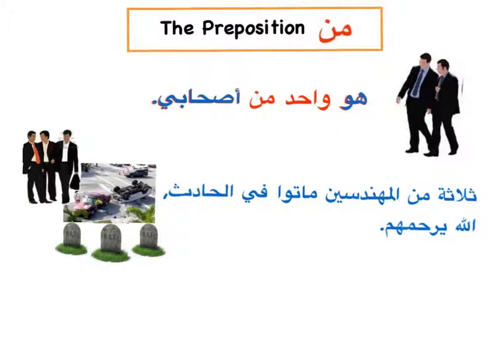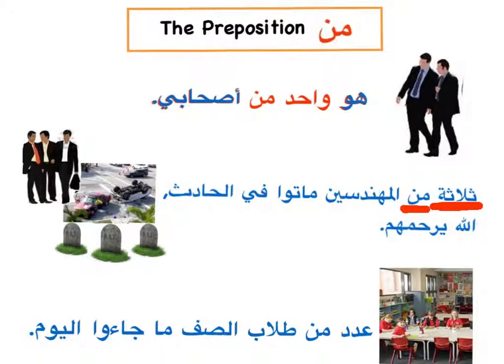And this example is interesting because here we have min and then 3. So you know that min doesn't always go with واحد. It can be any number. It's a number of something. So 3 من المهندسين, 3 of the engineers. عدد من الطلاب طلاب الصف ما جاءوا اليوم. عدد من. This is a good example because it can be an ambiguous number. عدد من. It's not a number per se. A number of the students in the class didn't come today.